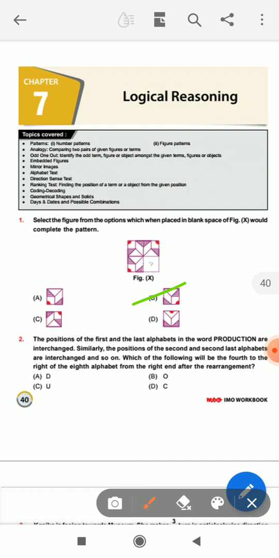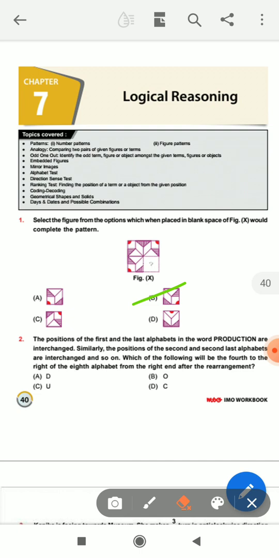The positions of the first and the last alphabet in the word PRODUCTION are interchanged. Similarly, the positions of the second and second-last alphabet are interchanged, and so on. Which of the following will be the fourth to the right of the eighth alphabet from the right after the rearrangement?